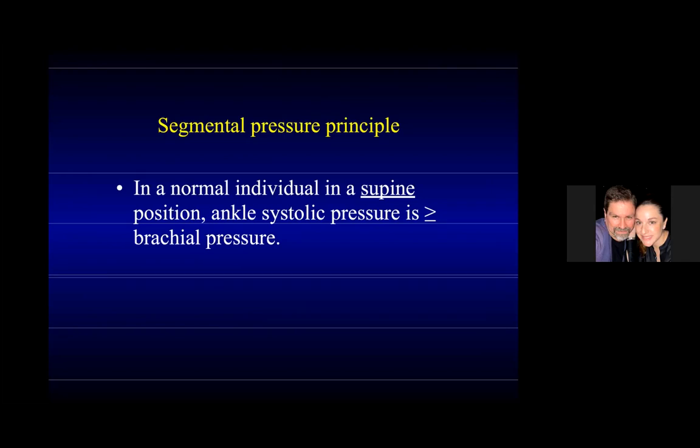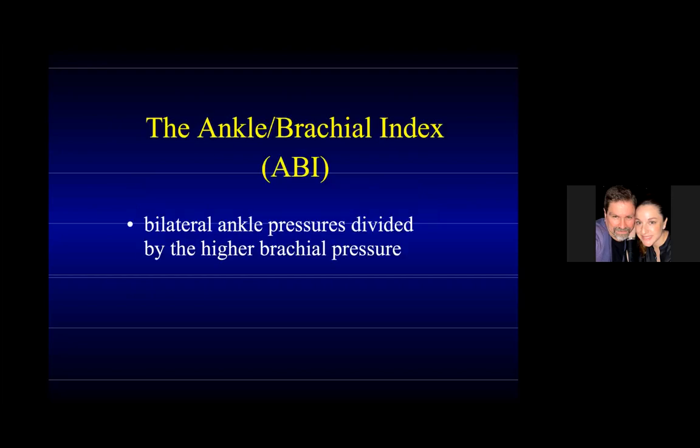And then we talk about patients with diabetes and end-stage renal disease, where their media is so hard that you can't really squeeze it like you would a normal vessel. But then again, what vessel in the leg is normal in a patient with peripheral vascular disease? So there's another test, and I'll talk about that. It's called the toe brachial index. So ABI, bilateral ankle pressures divided by the higher brachial pressure.